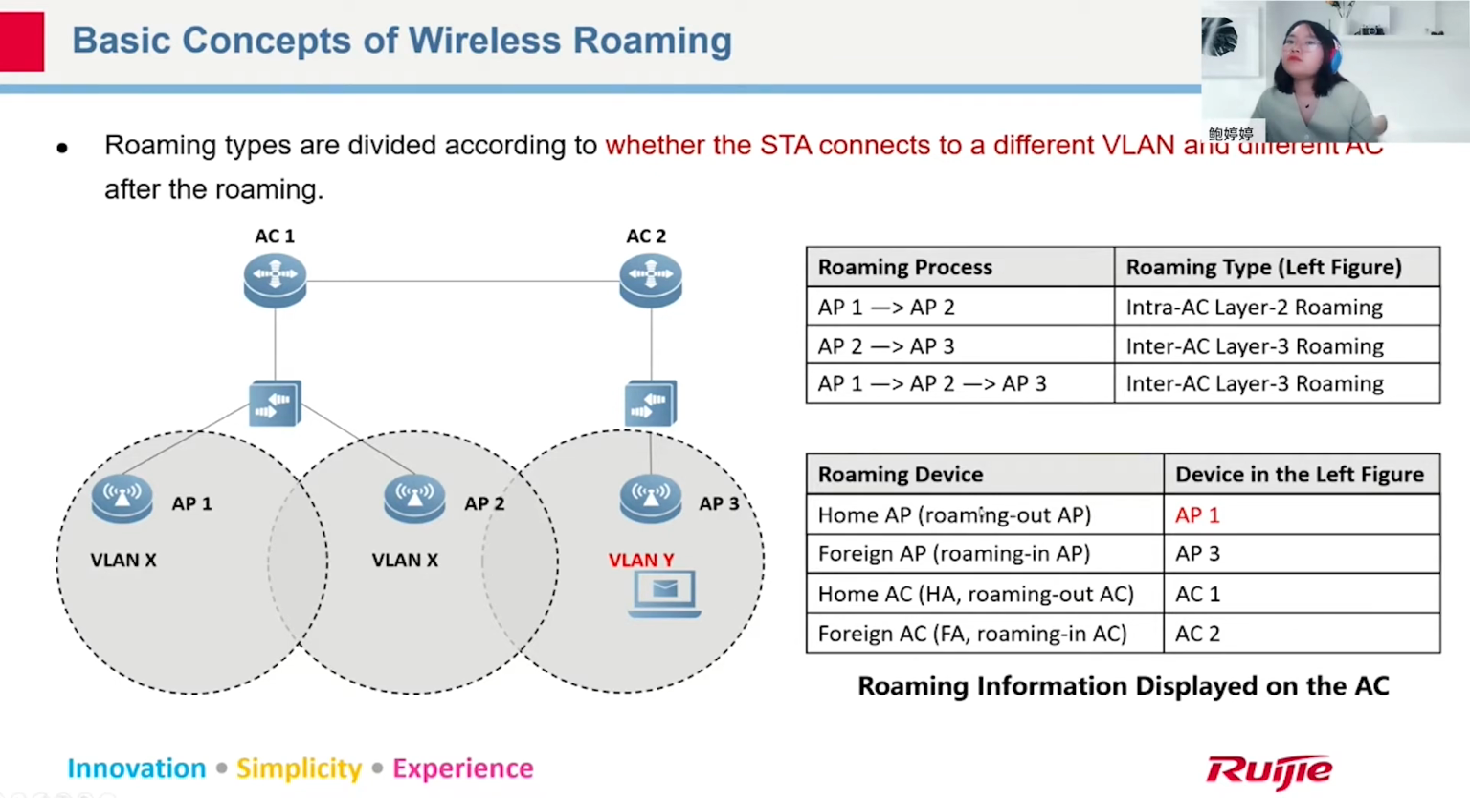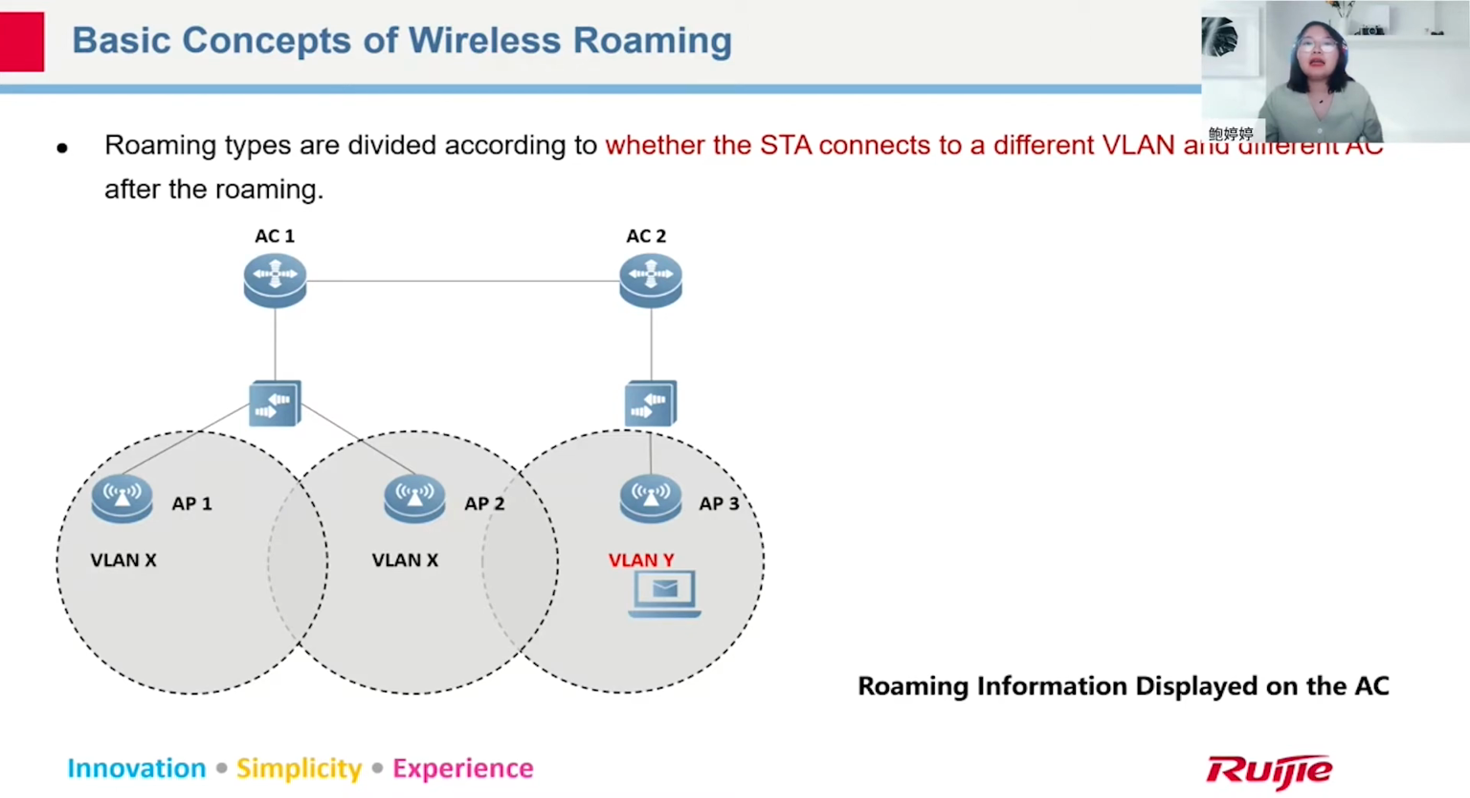So why do we have to know what the roaming out AP and roaming in AP are, and also your AC type? Because we have to establish the roaming tunnel between the out and in devices. So you have to know who is your roaming out and who is your roaming in. Then we will try to establish the roaming tunnel between them. So this is the basic concept.